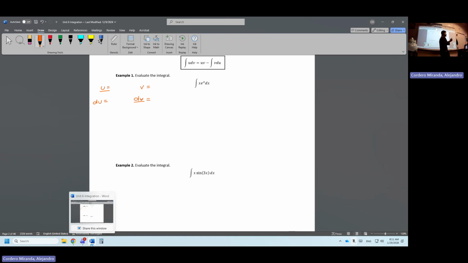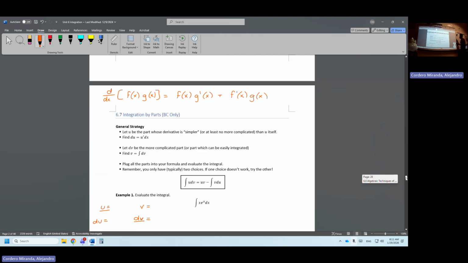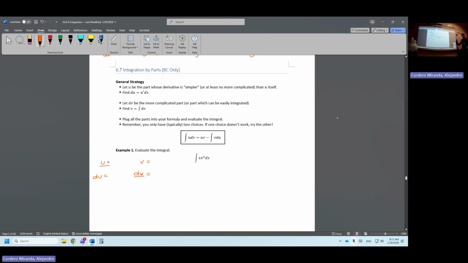Okay, and then there's a right way and a wrong way to do it. If you chose what should have been dv as u, then you won't make very much progress, and vice versa. So the right way to do it is usually, there are always exceptions, but usually you choose u so that its derivative is simpler. Like when you take a du, it's usually polynomials or stuff like that. So in this case, I'm going to choose u to be x, and that would be the correct thing.